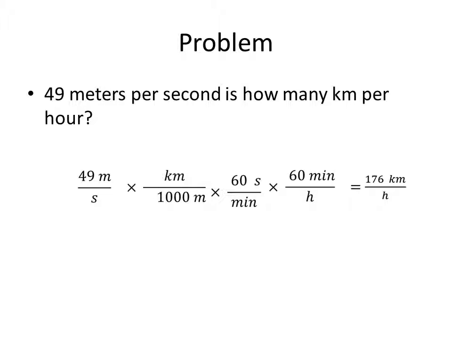And after I do this math, 49 divided by 1,000 times 60 times 60, you should get 176 as your answer. And notice how the units work out. Meters cancels out. Minutes cancels out. Seconds cancels out. The units that remain are kilometers over hours, which is what answers the question.